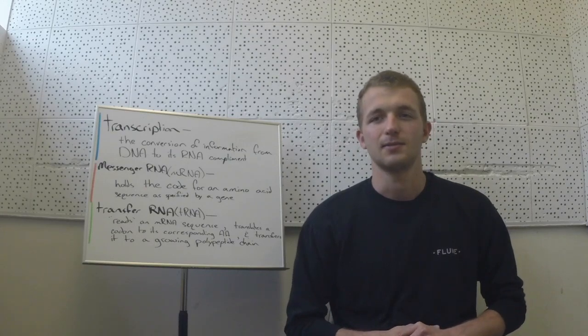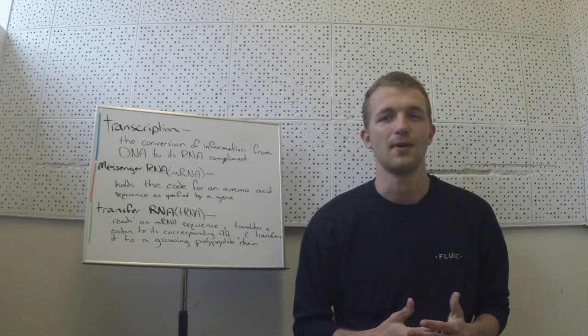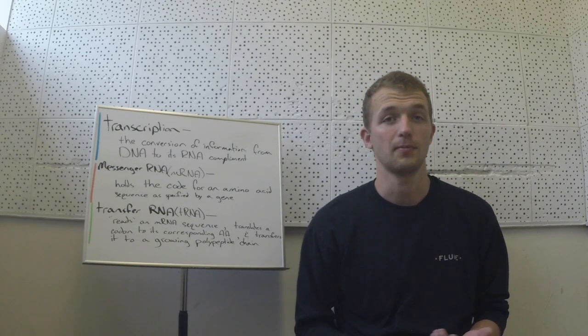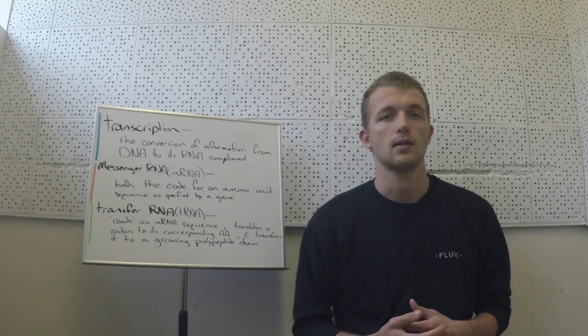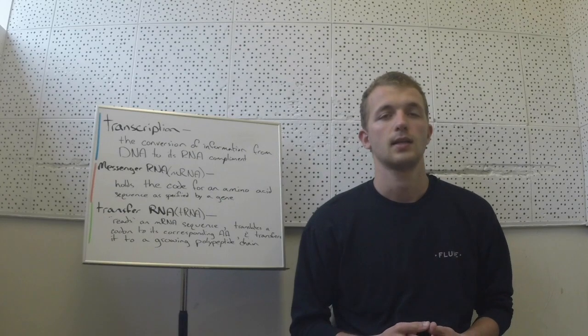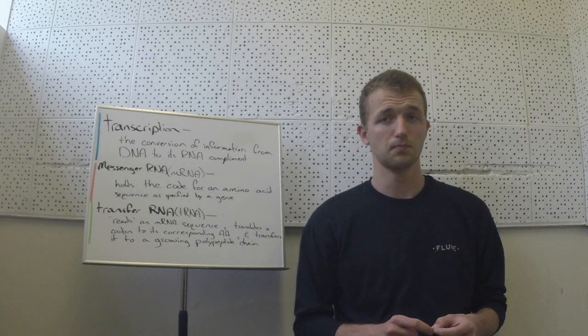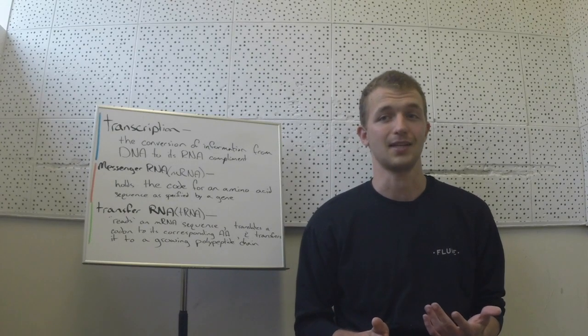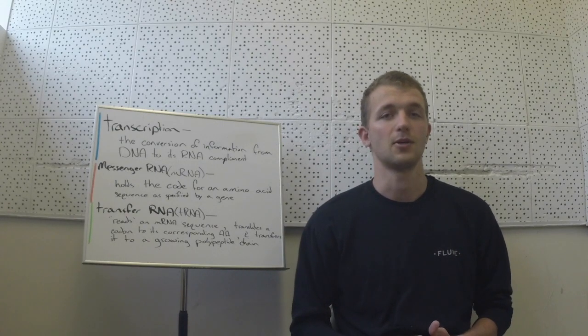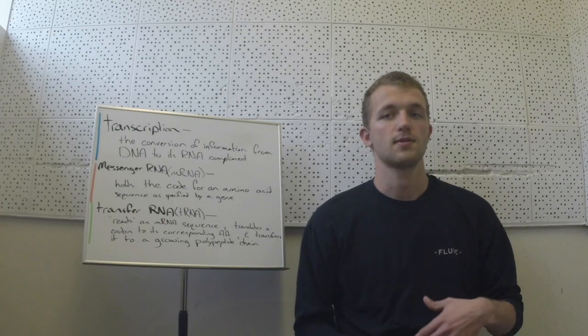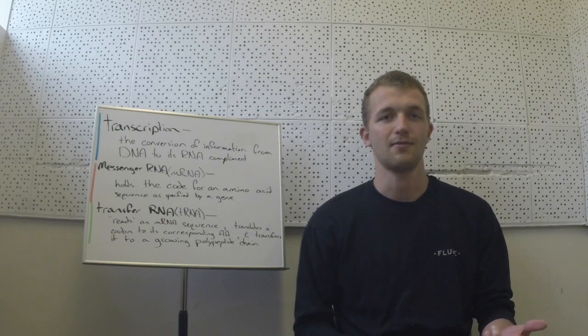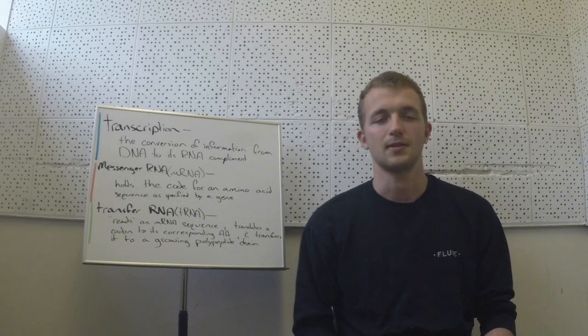Messenger RNA holds the code for an amino acid sequence of one or more polypeptides as specified by a gene, and then transfer RNA gets read by mRNA and translates the nucleotide codon to its complementary amino acid, transferring it to a growing polypeptide chain after that. Hopefully this is all review. We'll jump into something else.